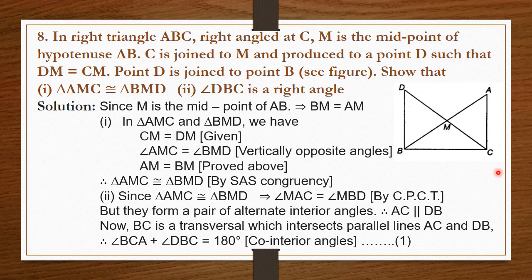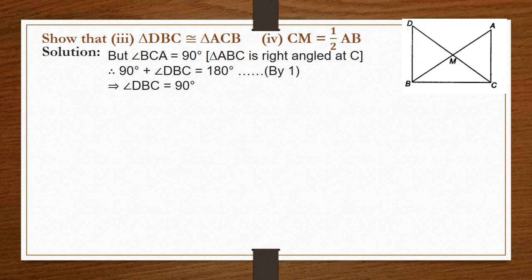So if they are parallel, then if this is 90, this is also 90, right? Sum of interior angles: if this is 90, this should be 90 because the sum of the interior angles is 180. Let's write it. Therefore, we can say that angle BCA plus angle DBC, that means these two angles, is equal to 180 because DB and AC are parallel. Since the sum of the two angles is 180, but angle C is 90, we can say that 90 plus angle DBC equals 180, and hence we'll get angle DBC as 90 degree.